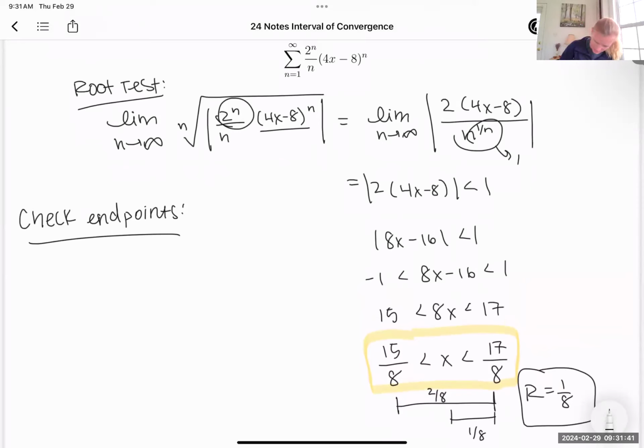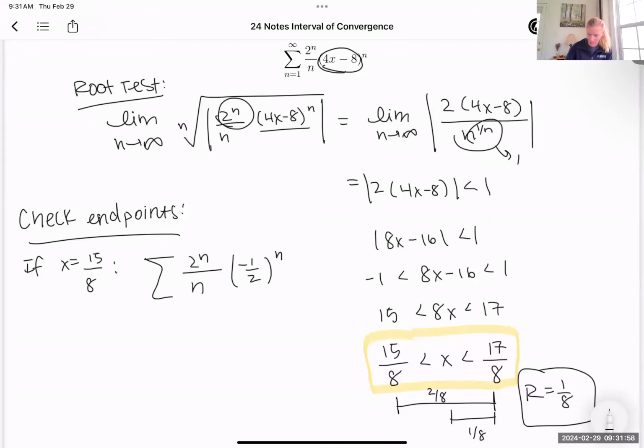Okay, so I'm going to plug in x is equal to 15/8. So when I do that, I'm going to have 2 to the n over n. When I plug 15/8 into here, I get -1/2. You should double check that, all raised to the nth power.